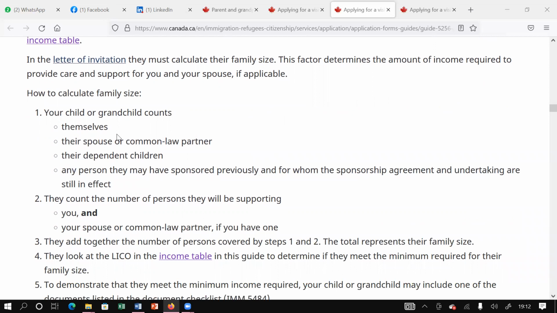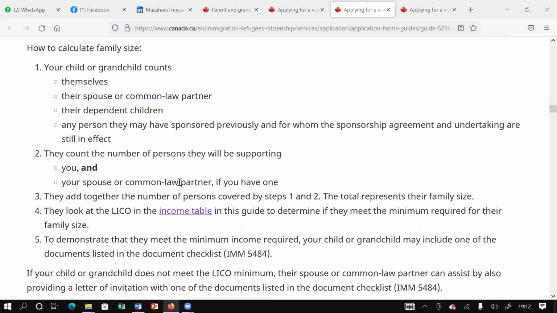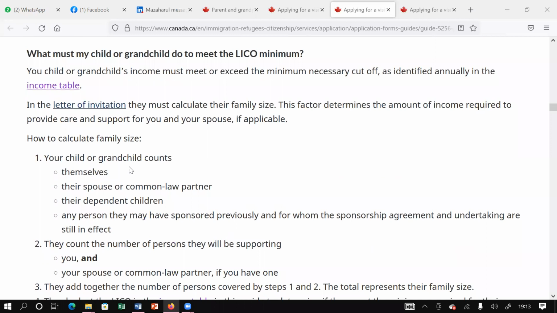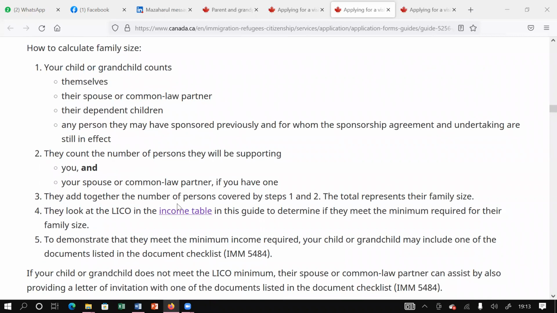Your child or grandchild themselves, their spouse or common-law partner, their dependent children, any person they may have sponsored previously. They count the number of persons they will be supporting, you and your spouse. They add together the number of persons covered by step 1 and 2. So the total represents the family size.